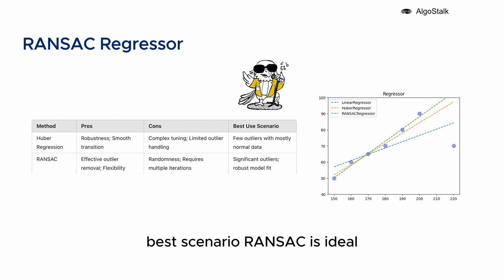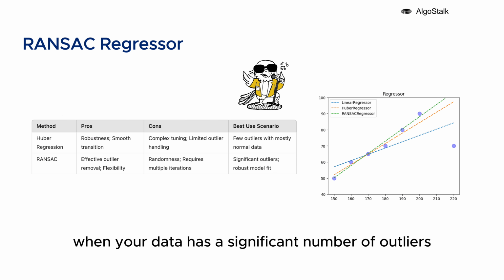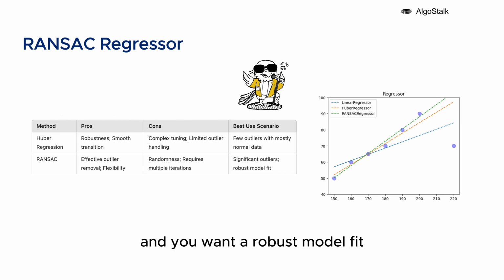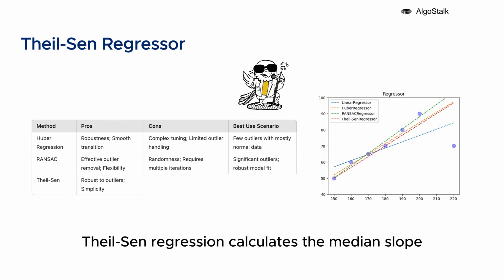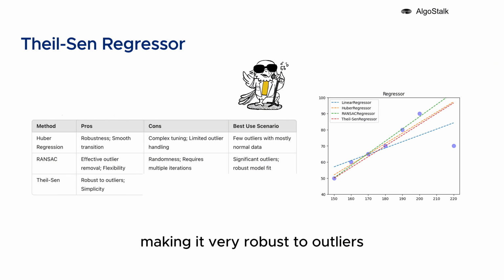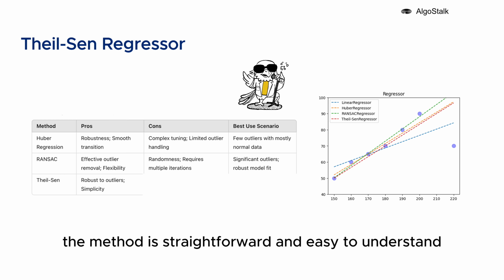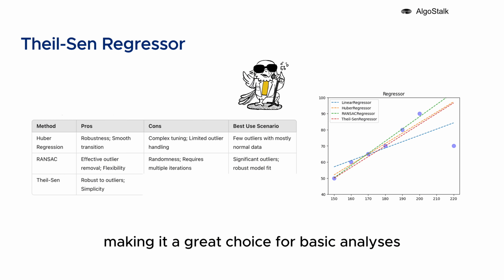Best scenario: RANSAC is ideal when your data has a significant number of outliers, and you want a robust model fit while ignoring these noise points. Theil-Sen Regressor. Pros: robust to outliers. Theil-Sen regression calculates the median slope, making it very robust to outliers and ensuring a reliable trend estimation. Simplicity. The method is straightforward and easy to understand, making it a great choice for basic analyses.